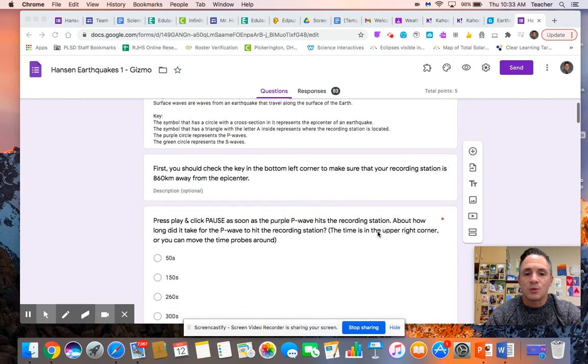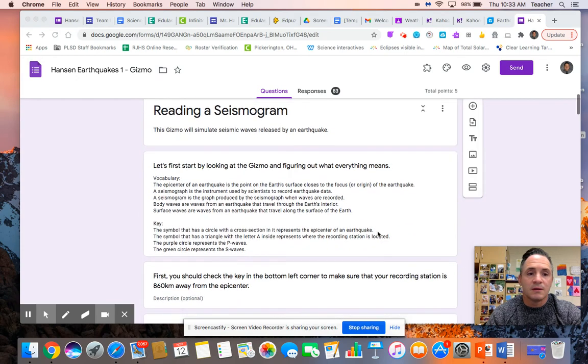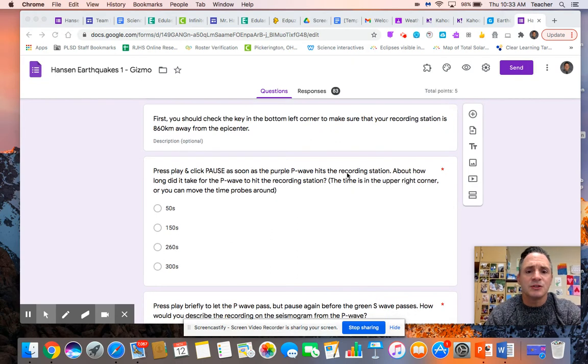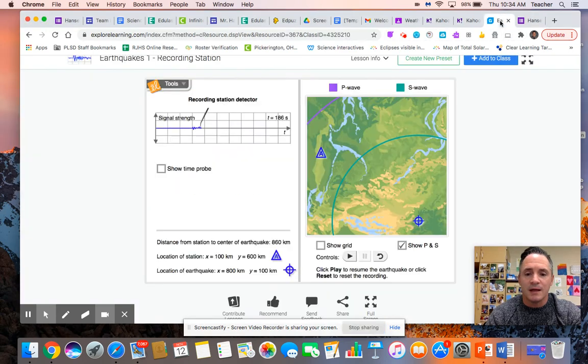Hey, so we're gonna do the earthquakes Gizmos. So first part, I said you should check the key in the bottom left corner to make sure your recording station is 860 kilometers away. So when I click on this, I look at it right here. It's 860 kilometers away. So we're in the right spot.